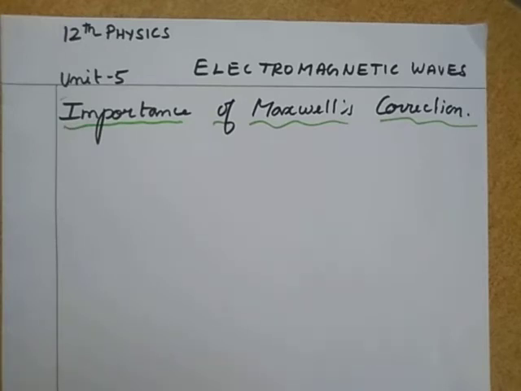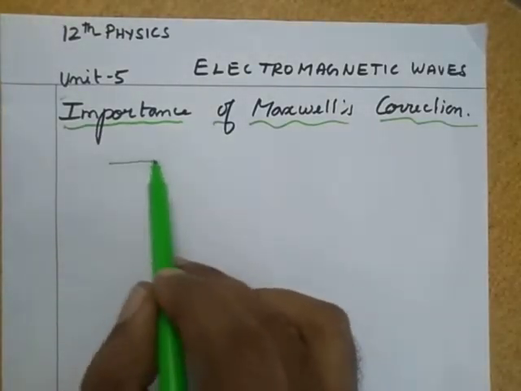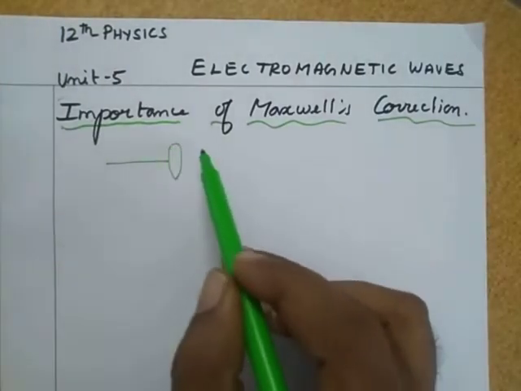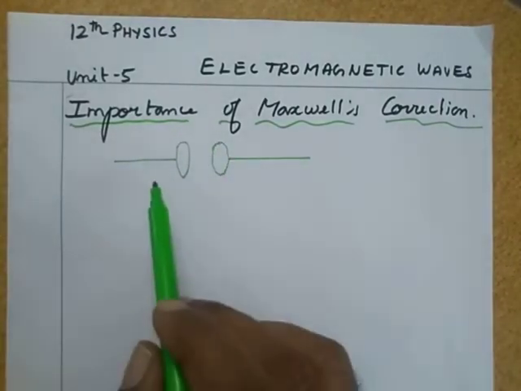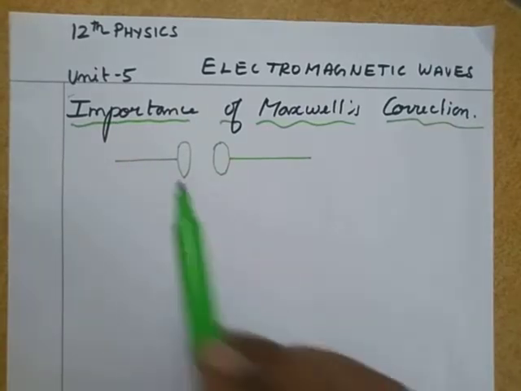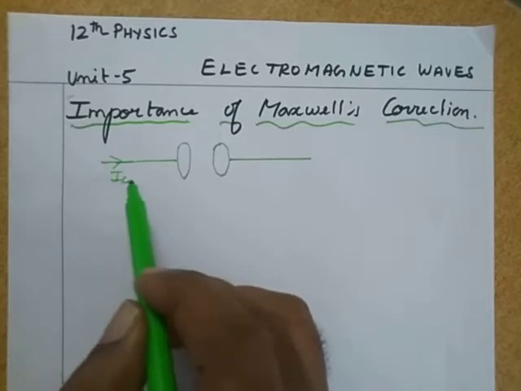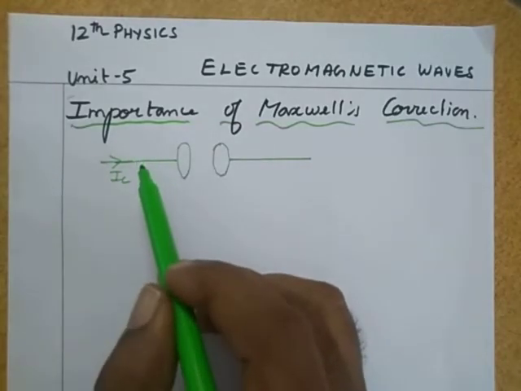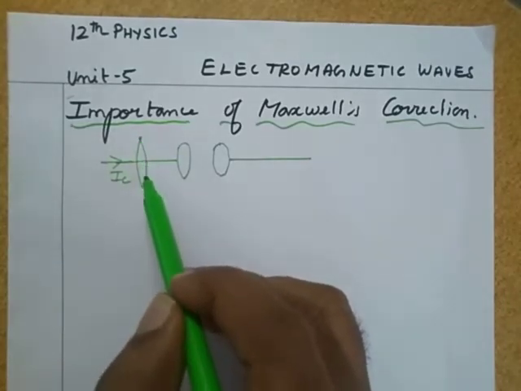In our previous class, we discussed the Maxwell correction in Ampere's circuital law. For that, Maxwell considered a situation of charging a capacitor. This is the situation Maxwell considered in order to correct the Ampere law. At that time, the current being supplied is called conduction current. Then, to find the magnetic field at the point P, they considered an Ampere loop.